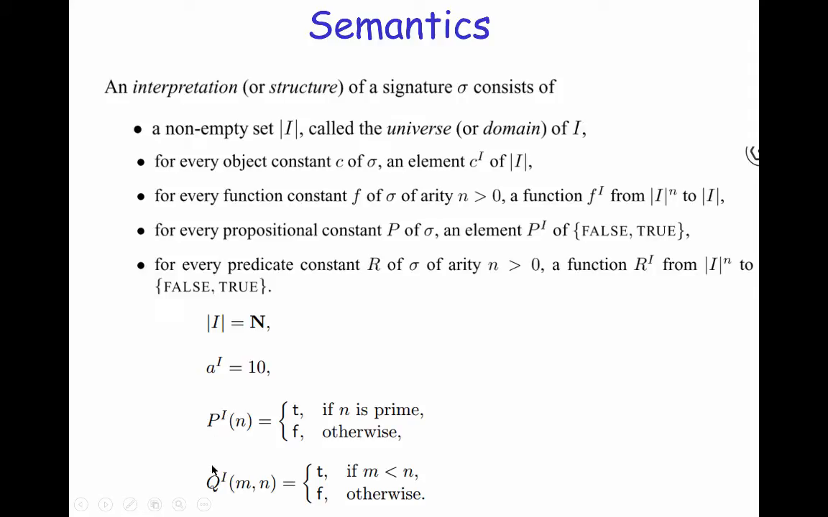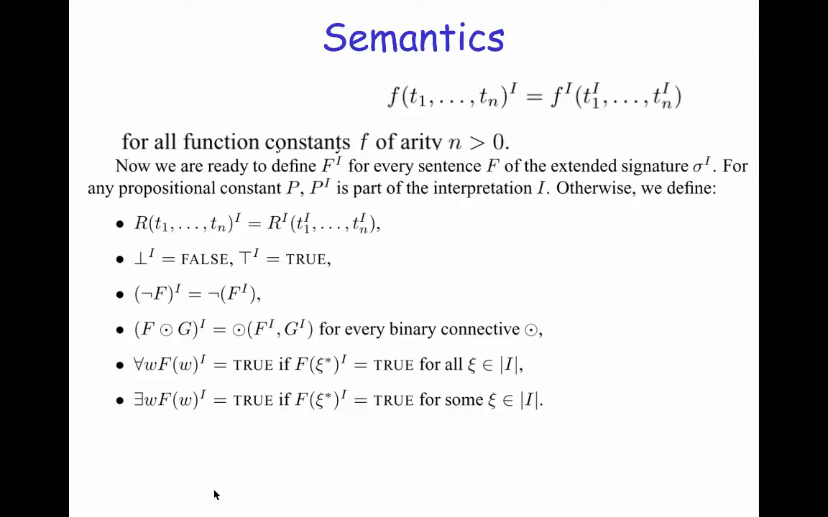Okay, so how do we define the semantics? We first need to evaluate terms. Recall that this is a term. The term is evaluated by first applying this interpretation recursively to each of the terms inside, and then applying this function constant, the function evaluation. So having defined this, we can define the truth value of formula f under I.